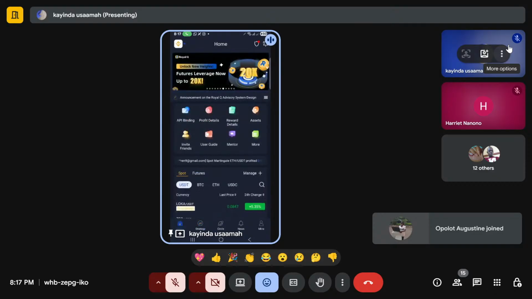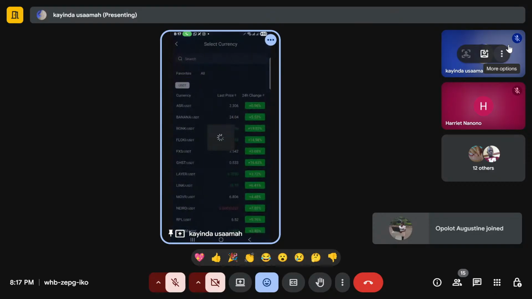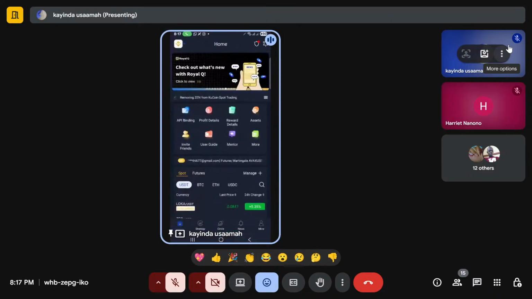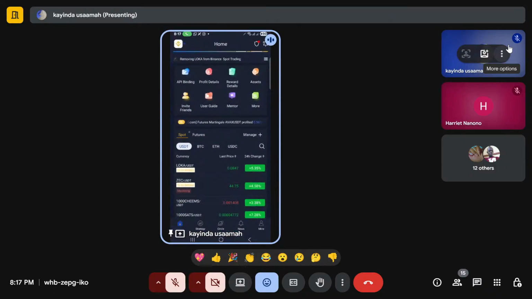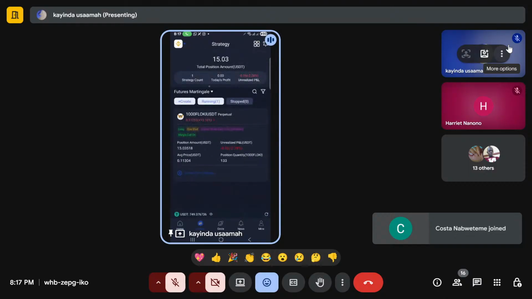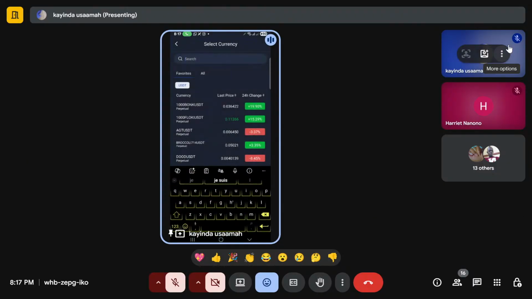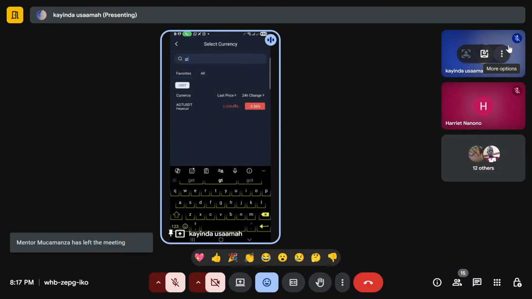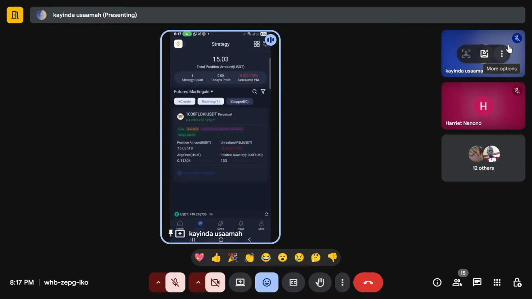Sometimes when trades are given, people come on home, they search for them, and they get lost. Why? Simply because by default, at home, a trade is in spot. So whenever a trade is given as a signal, just tap here on strategy. Since it's already showing futures, the moment you look for a coin, you will find it. Are we getting the point? You can always just come here and change to futures martingale.